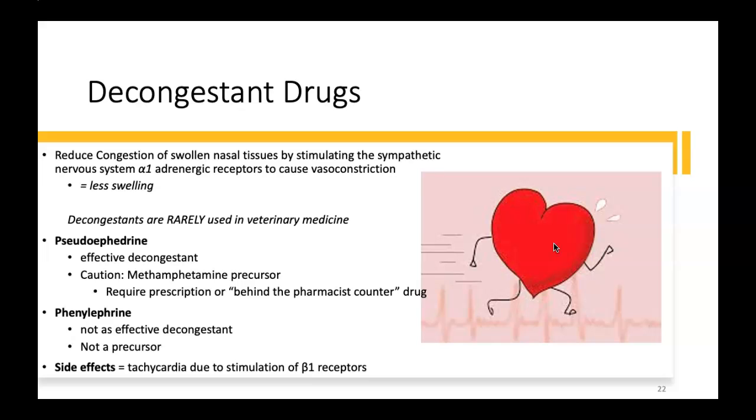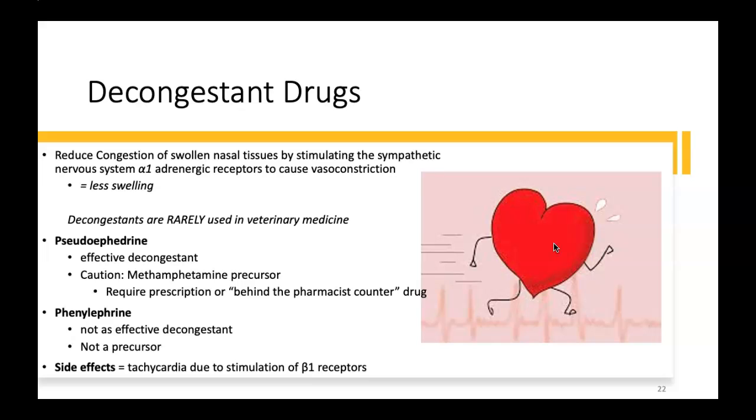Okay, so examples of decongestant drugs. Pseudoephedrine. It's a really effective decongestant. Again, more with people. And this is one that you'll find in like Dayquil and in a lot of those cold and flu or cold and sinus drugs because it's a decongestant. Caution. It's a methamphetamine precursor. So we all know meth is bad. Meth is a bad drug. We don't want to do meth.